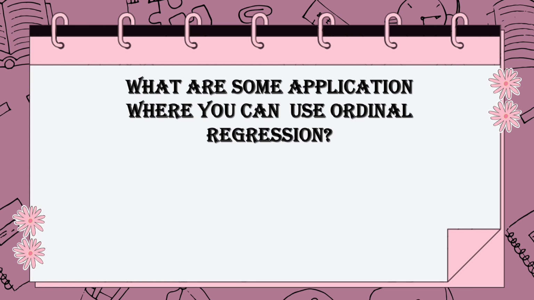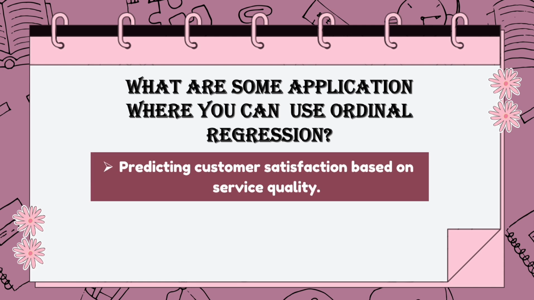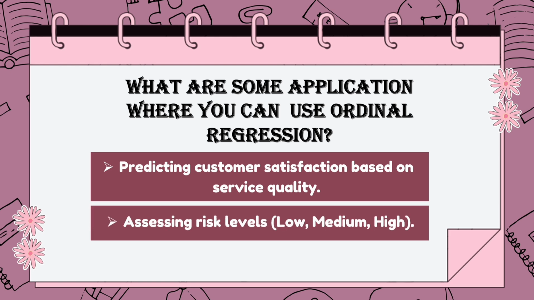So what are some applications where you can use ordinal regression? We can use ordinal regression in applications like predicting customer satisfaction based on service quality and also assessing risk levels.